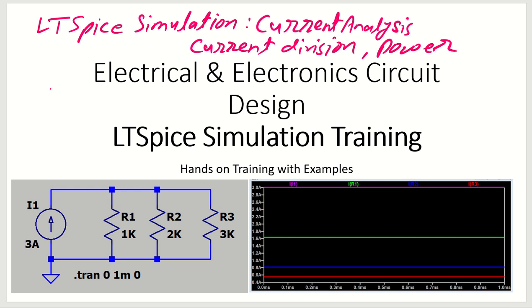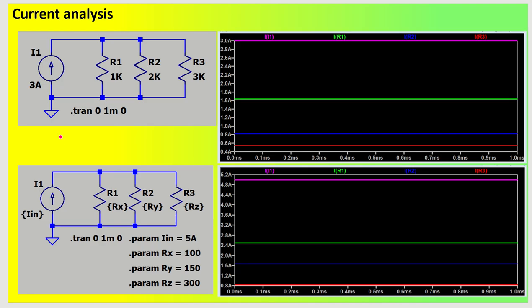In this particular session, what we will try to understand is, let us say we have a current source here and we have resistors, let's say R1, R2, R3. What will be the current across R1, R2 and R3, like IR1, IR2, IR3? What will be the power dissipation across each of the resistors, what will be the voltage at this node, and all these things we'll try to understand. So this is nothing but a current division analysis.